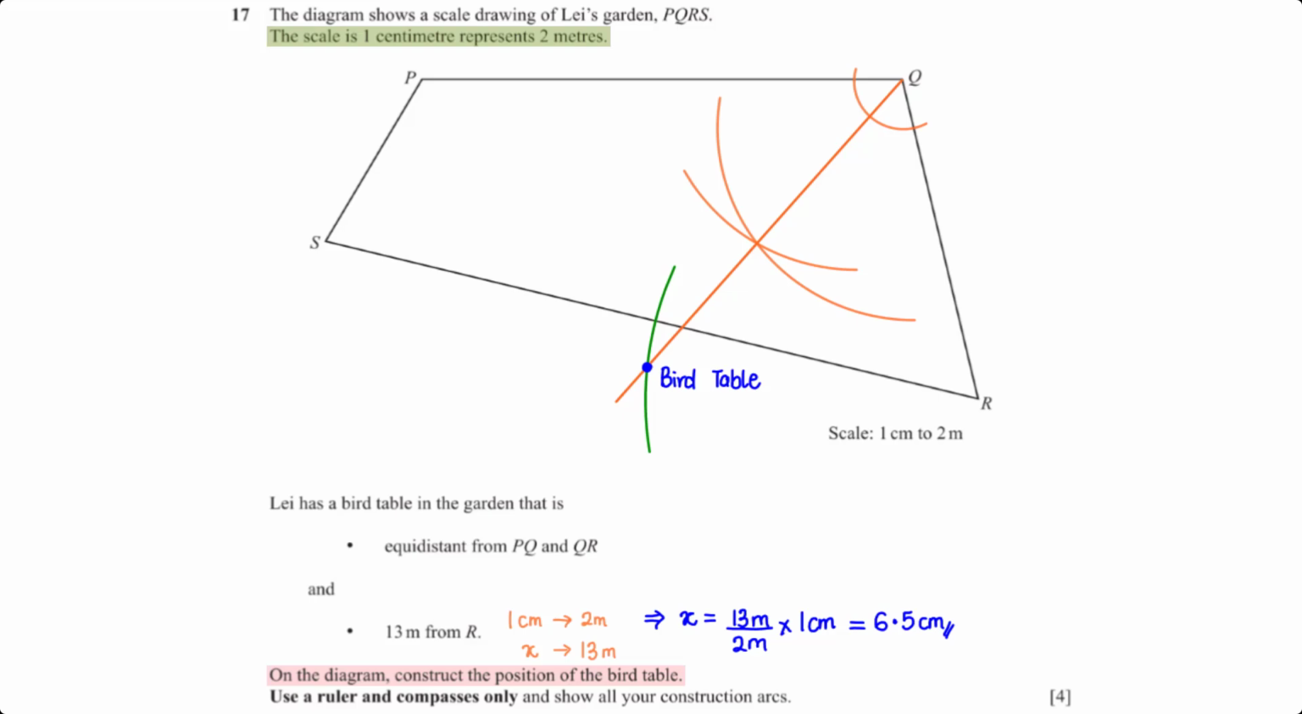Use a ruler and compasses only and show all your construction arcs. The bed table is equidistant from PQ and QR. For this requirement, we are to draw the angle bisector of angle PQR.